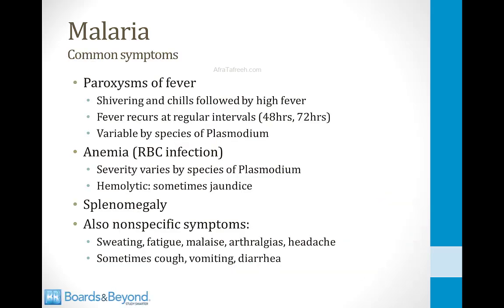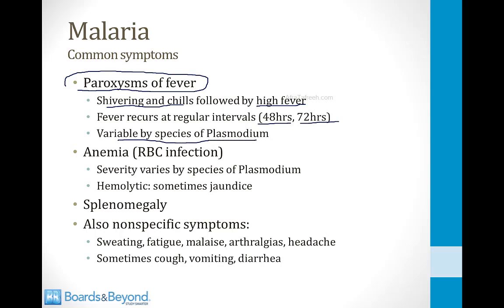So let's talk about some of the common symptoms caused by this life cycle of the protozoa. The first classic symptom is paroxysms of fever. People with malaria have shivering and chills followed by a high fever. It's often occurring at regular intervals like 48 hours and 72 hours, and we'll talk about this later. This is variable depending on which species of Plasmodium has caused the infection.